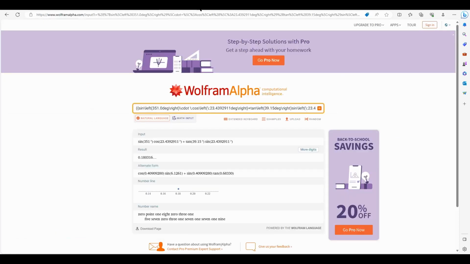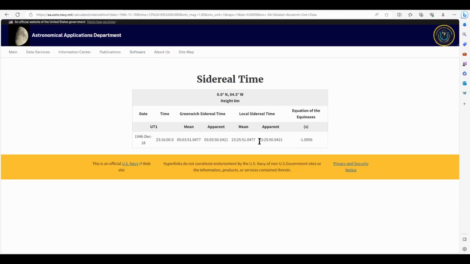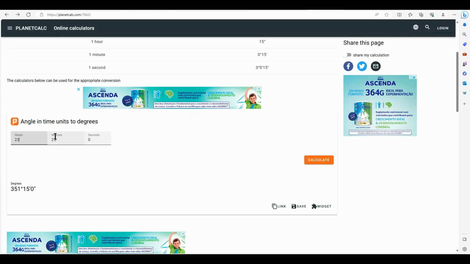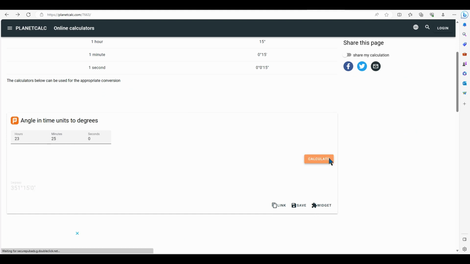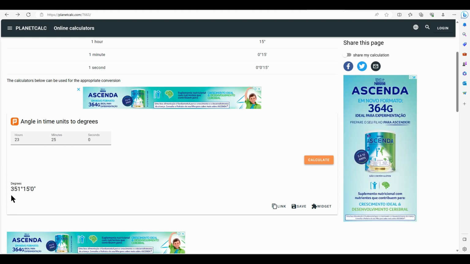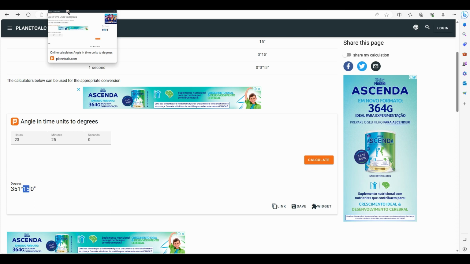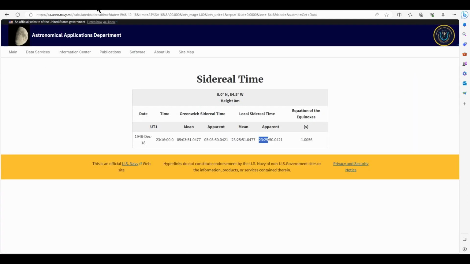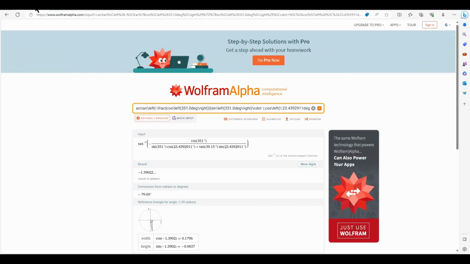I'm completely lost. Wait, where is it? Okay, 23 and 25, 23 and 25 angles. Okay, that's it. 351 degrees, and in decimals this will become 25.351 degrees and 25. So you just go here.